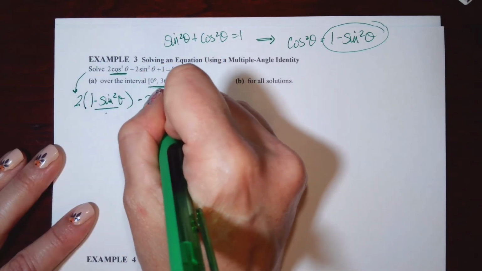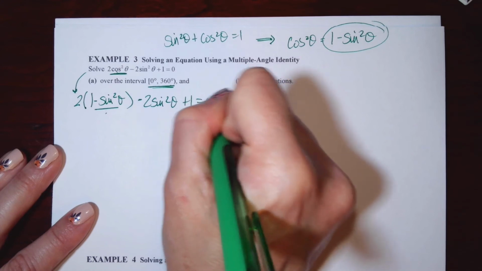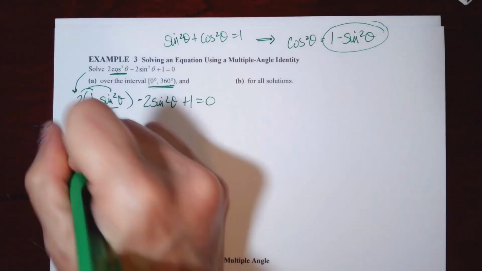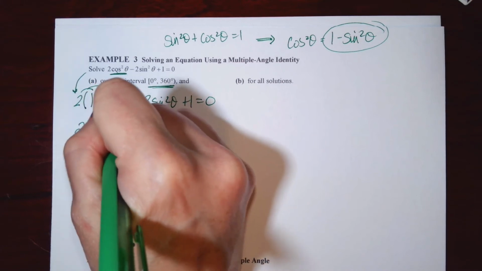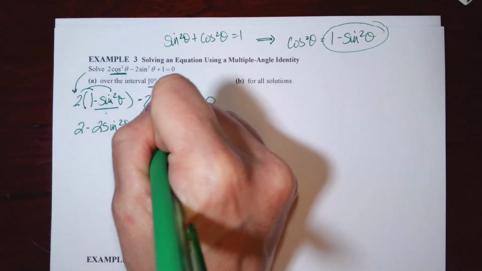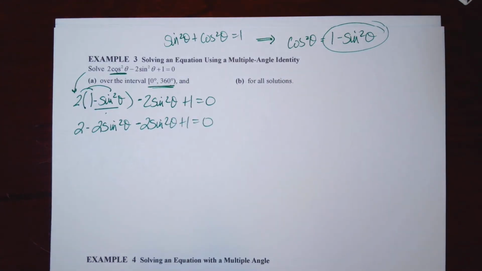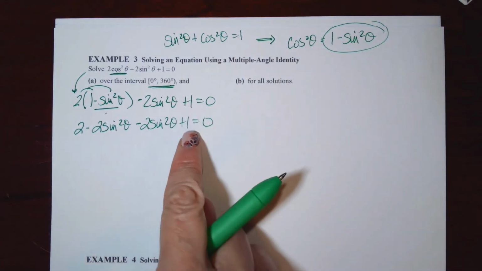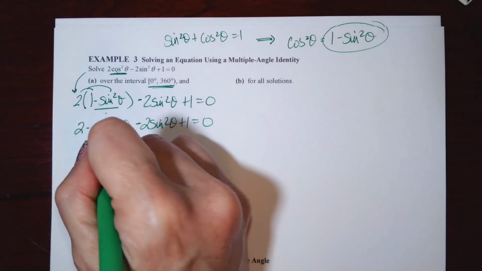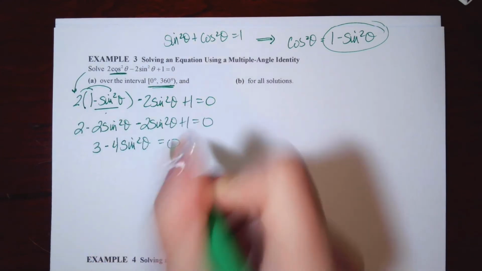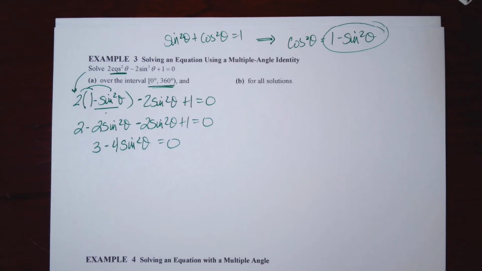Minus 2 sine square theta plus 1 equals 0. So I'm going to distribute. 2 minus 2 sine square theta minus 2 sine square theta plus 1 equals 0. I want to combine like terms. 1 and 2 is 3, and then I have a negative 4 of those sine square thetas. And I'm solving for theta, so we're just going to keep working our way through.